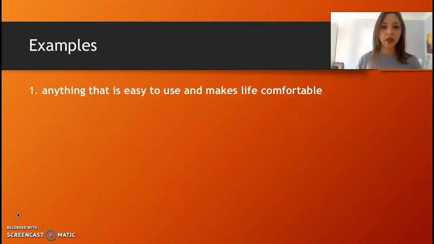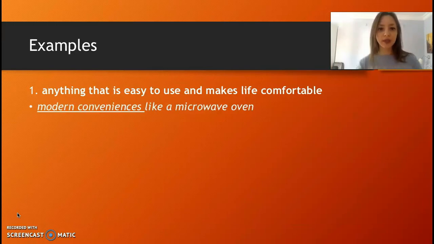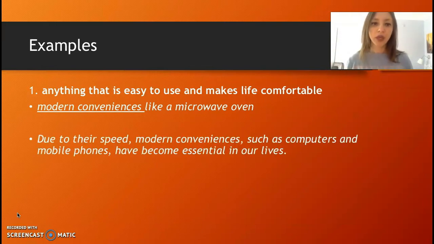All right. Remember the first definition? Anything that is easy to use and makes life comfortable. All right, here's an example. Modern conveniences like a microwave oven. Due to their speed, modern conveniences such as computers and mobile phones have become essential in our lives.